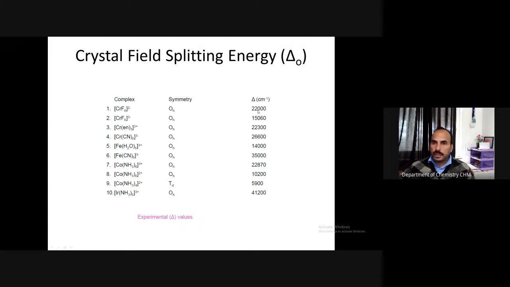So you can see chromium in the +3 oxidation state has less splitting than chromium in the +4 oxidation state. Clear? Now chromium ethylenediamine thrice, Cr(en)3 3+, chromium in 3+. But this is 22,300, even larger than chromium 4+ here. What is the reason? You must be wondering. The reason is the ligand. If you notice carefully, the oxidation states in entries 2 and 3 are the same: chromium 3+, chromium 3+.